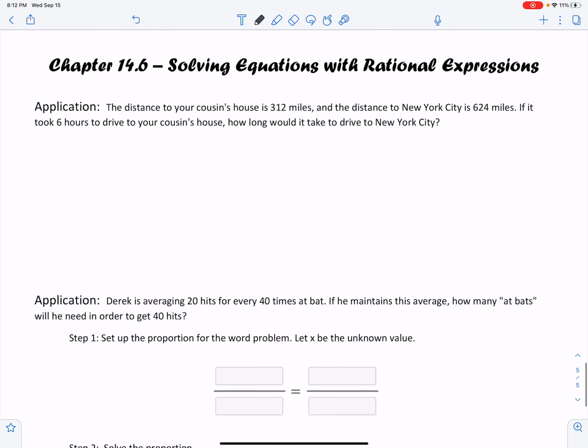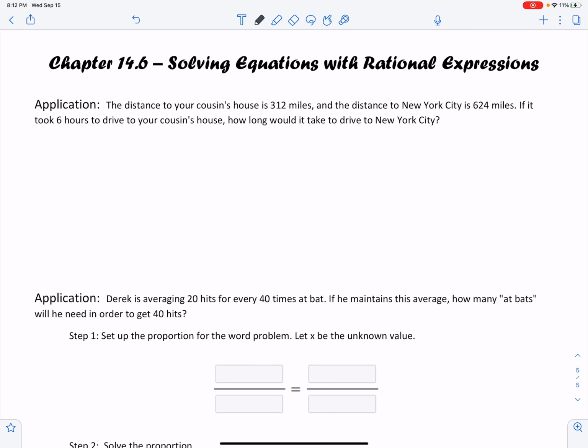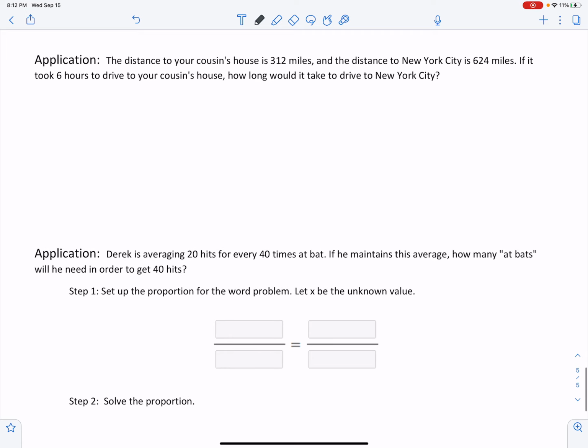So if you're following along in the notes, this is chapter 14.6, Solving Equations with Rational Expressions. This is on the very last page, the 2 application problems, so the 2 word problems. The first one says the distance to your cousin's house is 312 miles and the distance to New York City is 624 miles. If it took you 6 hours to drive to your cousin's house, how long would it take you to drive to New York City?